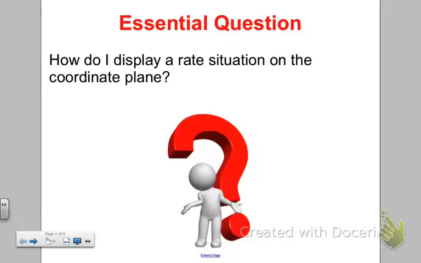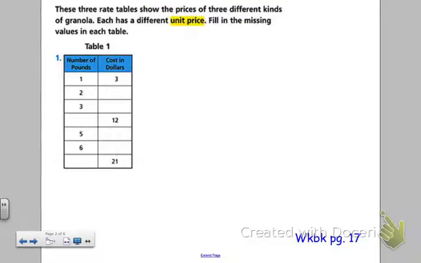In Lesson 6, we're going to talk about displaying a rate situation on the coordinate plane. Now on page 17 in your workbook, you're going to see 3 rate tables that show the prices of 3 different kinds of granola. Each one has a different unit price.